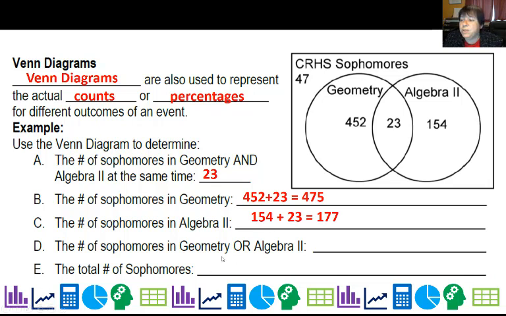Now, this one, the number of sophomores in geometry or algebra 2. There are a couple ways to do it. For me, the easiest way is just to add up anything that falls in a geometry or algebra 2 circle. Just make sure not to double count it. The other way to do it is you can actually add up the total geometry plus the total algebra 2 and subtract the overlap. So we get 629. Finally, the total number of sophomores are these 629 students plus those 47, or 676. And we'll need this for some of the probability problems we'll do next.